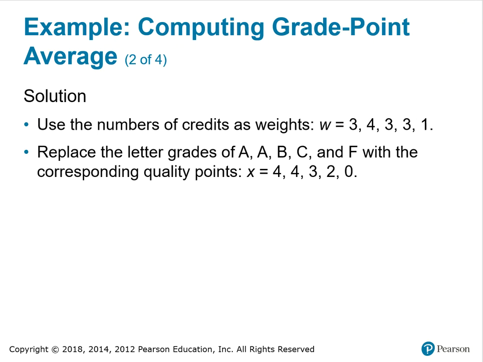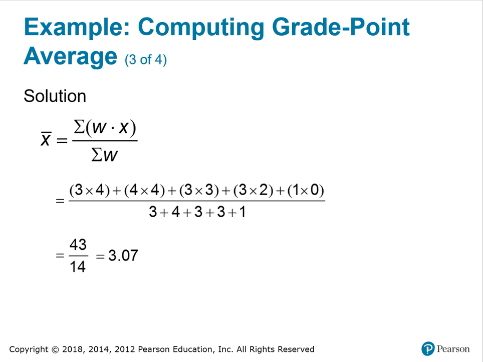We use the number of credits as weights. So the number of credits for each of the classes she took, 3, 4, 3, 3, 1, are our weights. We replace the letter grades of A, A, B, C, F with the corresponding quality points 4, 4, 3, 2, 0. Our formula then is x bar, the mean, so that's going to give us her calculated grade point average, is the summation of the weights times the x divided by the sum of the weights.